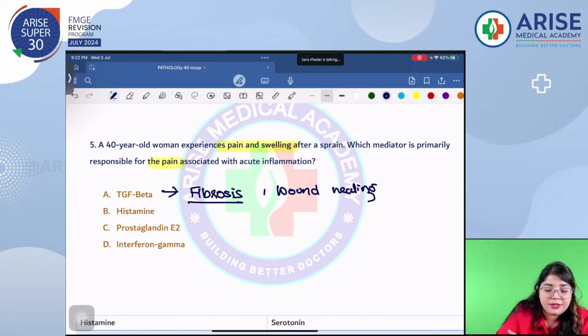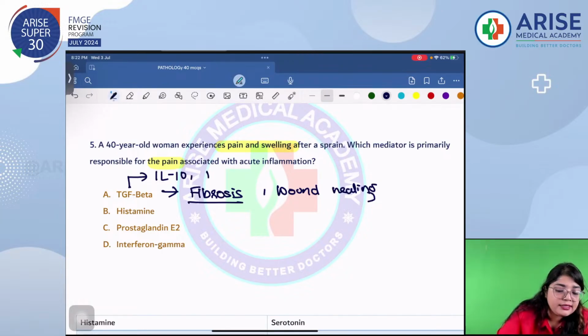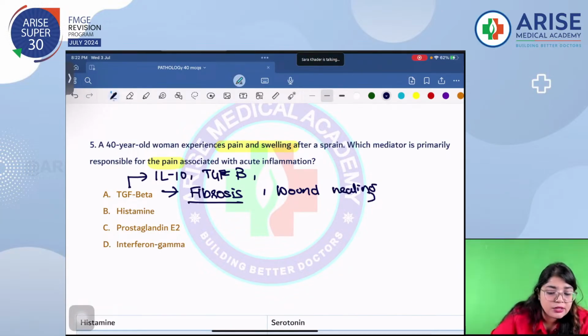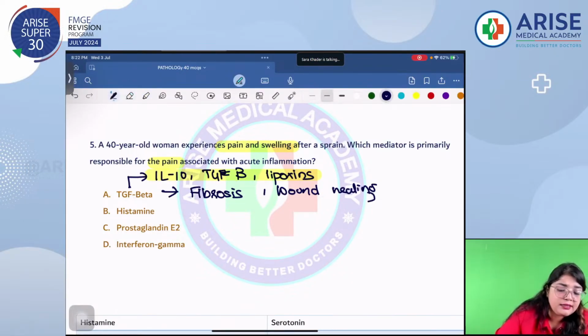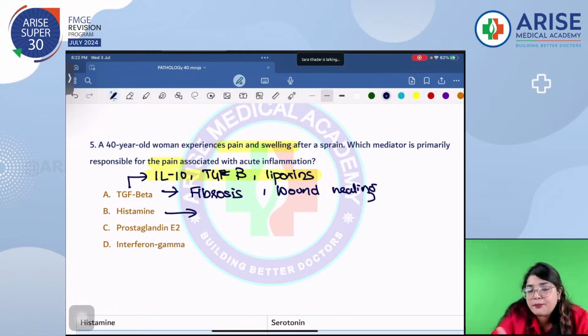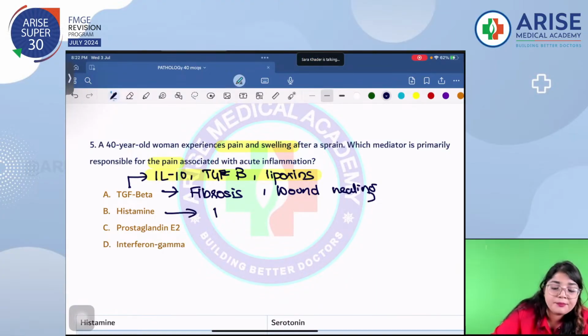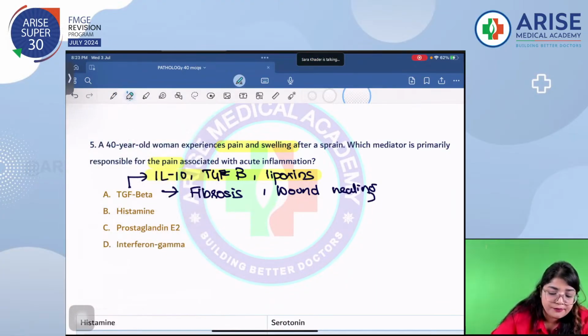It is anti-inflammatory. What are your anti-inflammatory markers? Interleukin 10, TGF-beta, and then if you remember from your arachidonic acid pathway, you get lipoxins. These are all anti-inflammatory. What about histamine? Histamine, again, has three functions. It causes vasodilation, increased vascular permeability, and bronchoconstriction.